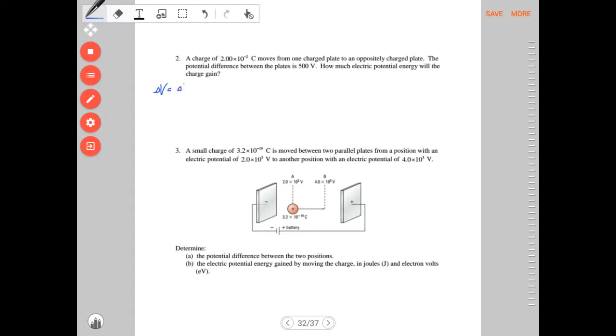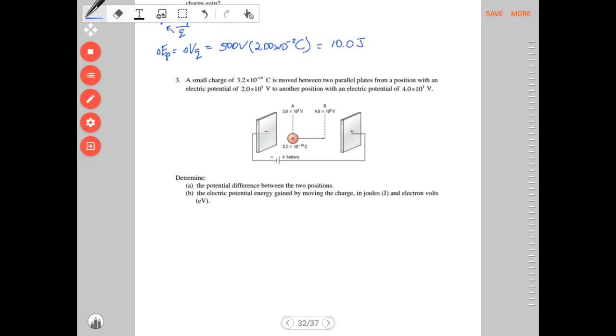So voltage is equal to EP over Q. If I want the potential energy, I multiply up by Q, so delta EP equals delta V Q. My voltage was 500 volts. My charge is 2.00 times 10 to the negative 2 coulombs. So 500 times that, with 3 sig digs, works out to 10.0. And remember, electric potential energy, like all potential energy, is measured in joules. So 10.0 joules.